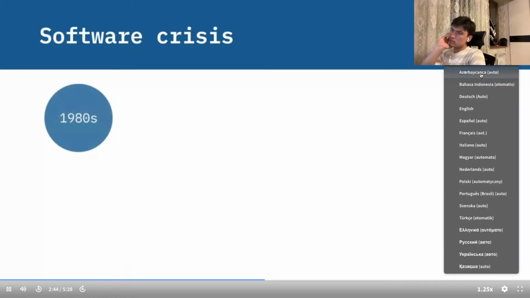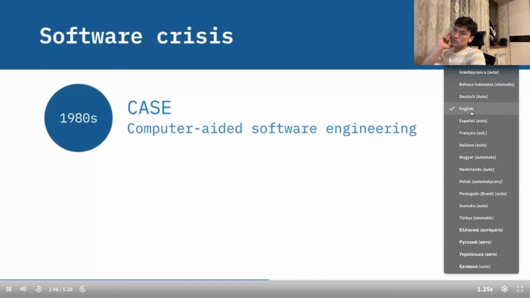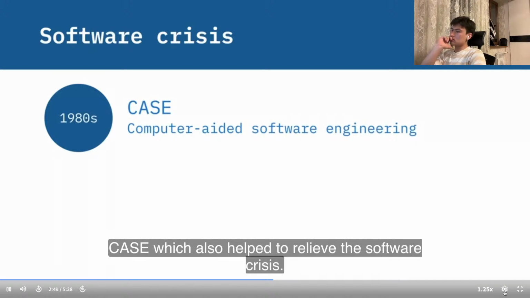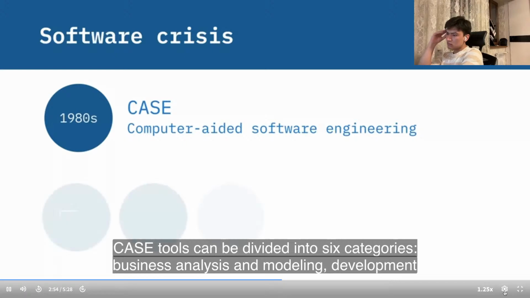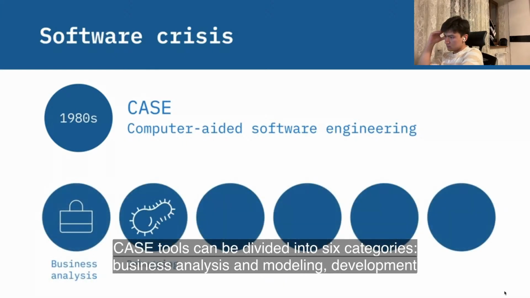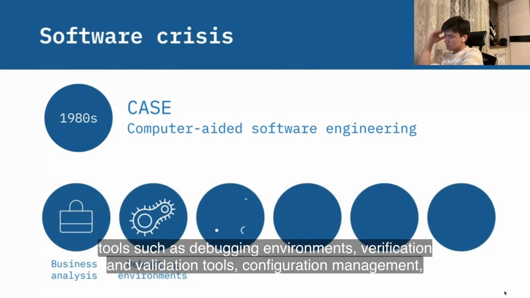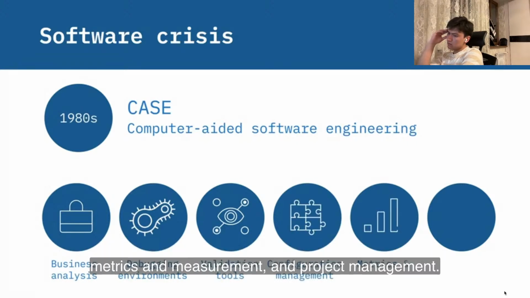The mid-1980s also saw a rise in the growth of computer-aided software engineering, or CASE, which also helped to relieve the software crisis. CASE tools can be divided into 6 categories: business analysis and modeling, development tools such as debugging environments, verification and validation tools, configuration management, metrics and measurement, and project management.